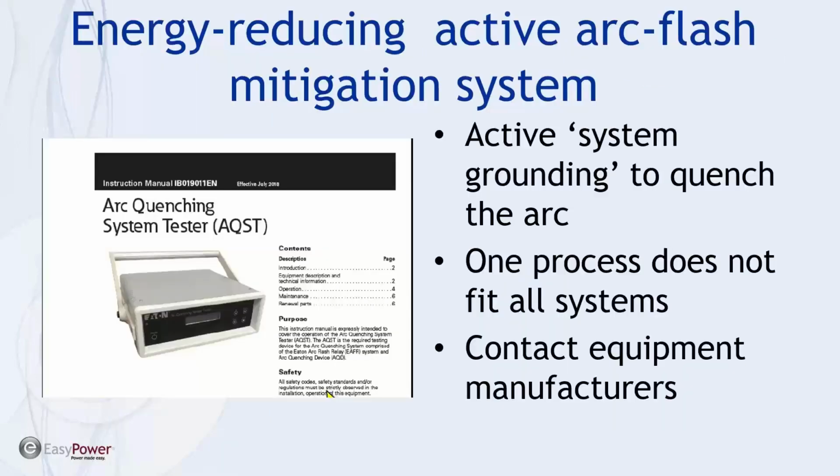Now, one of the alternatives is an energy reducing active arc flash mitigation system that's effectively an earth grounding alternative. Once a fault is detected or an arc is detected, you ground the whole system, which forces the primary fuse to open, and much quicker than the normal fault current would require.